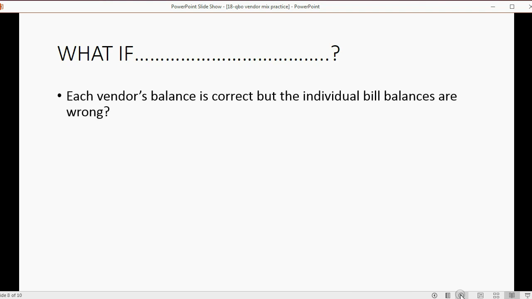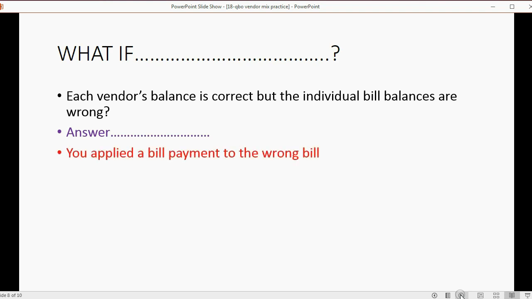What about this? What if each vendor's total balance is correct, but the individual bill balances are wrong? Think about that for a second. What would cause that condition? You can pause the video to think about it, but here's the answer.